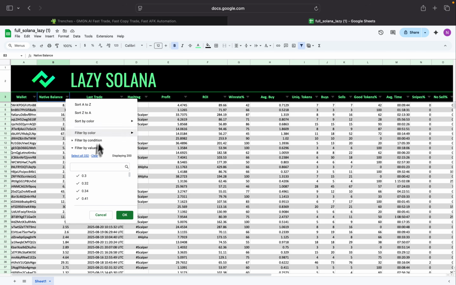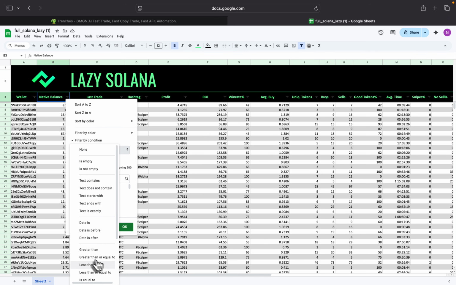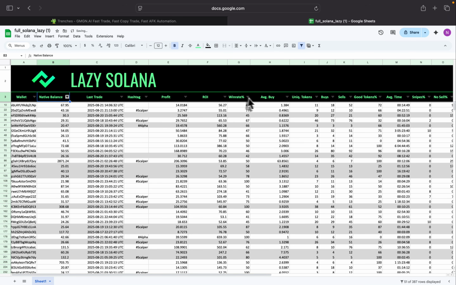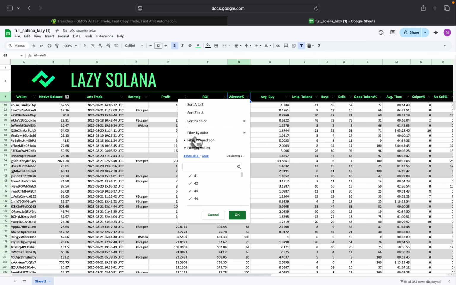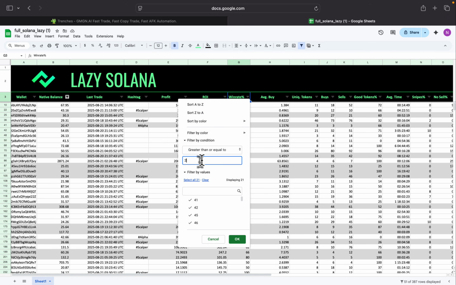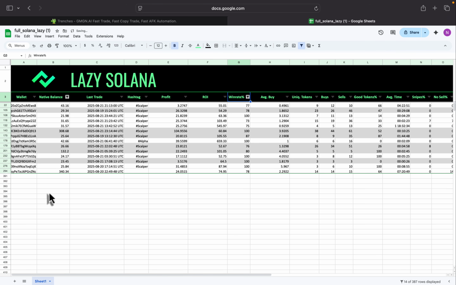What I'm usually doing is I filter the balance. I want to make sure their balance is greater than or equal to 20, and the win rate is minimum 70%. So I have to select greater than or equal to 70. And in this way, you can see the number of wallets is much lower. Every day, you can find so many wallets like this. And most of these wallets are worth copy trading or tracking.